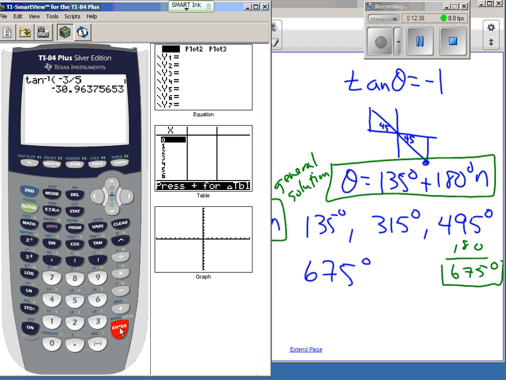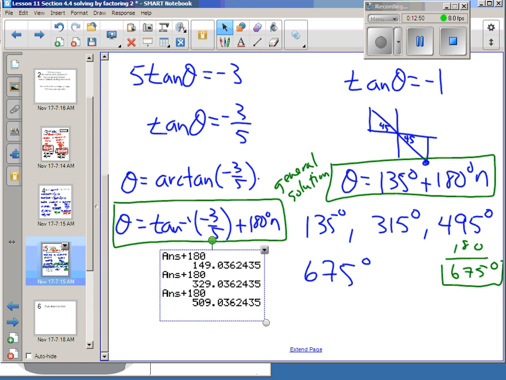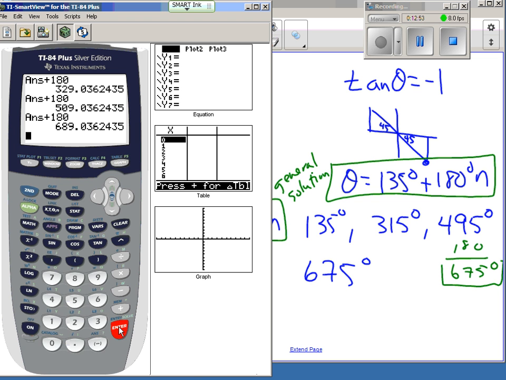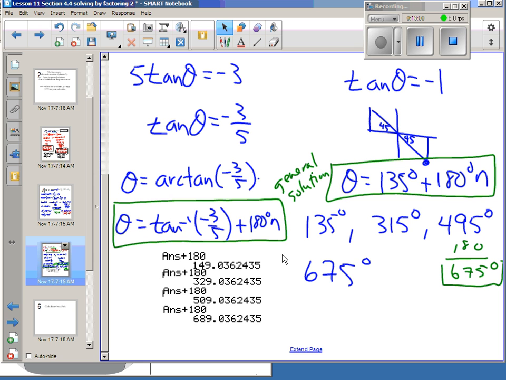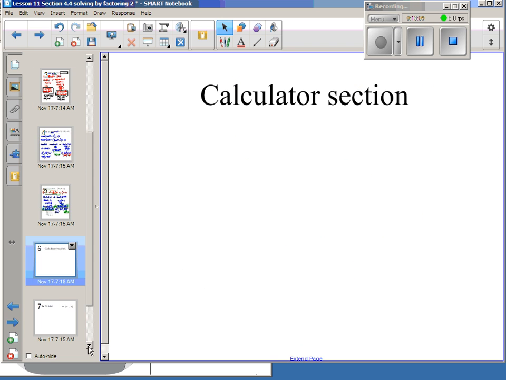So I'm going to add 180. And there's my next answer. That's actually my first answer between 0 and 720. And I can find another one. And I can find another one. So I'm going to pull these over right now while I still can. And I think I should have one more. And indeed, there it is at 689. If I do one more, I'm going to be too big, right? There we go. So there's our 4 answers for this. So there are 8 total answers from 0 to 720. All right, and that leads to the calculator section.